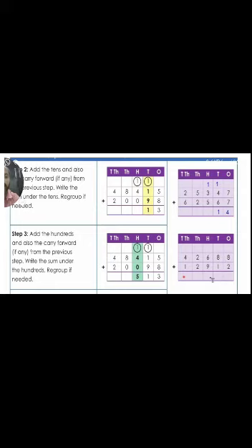Step 4. Add the 1,000 and also carry forward from the previous step. Write the sum under the thousands. Regroup if needed. Now the thousands column we are adding and moving on to the last column, that is 10,000. Step 5. Add the 10,000 and also carry forward, if any, from the previous step. Write the sum under the 10,000.